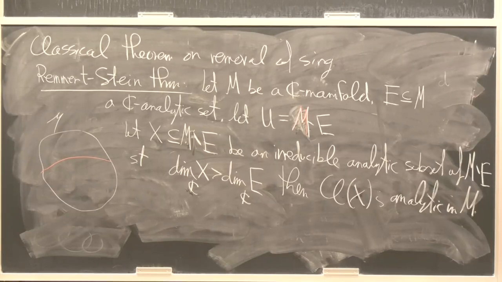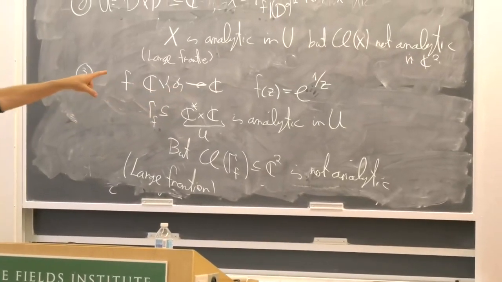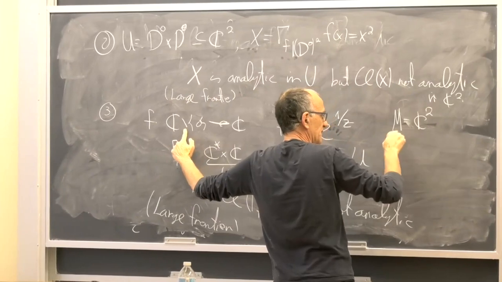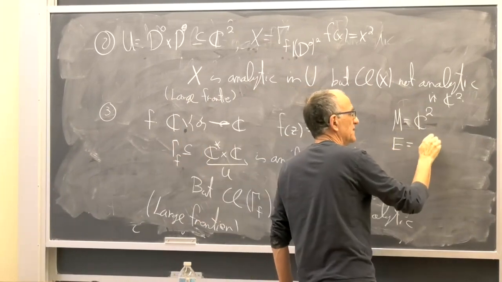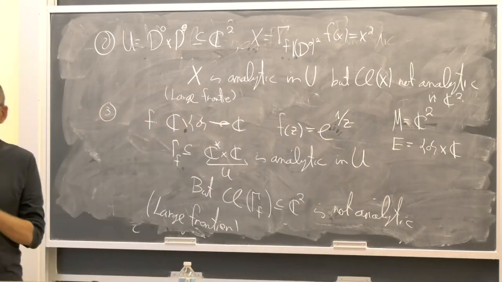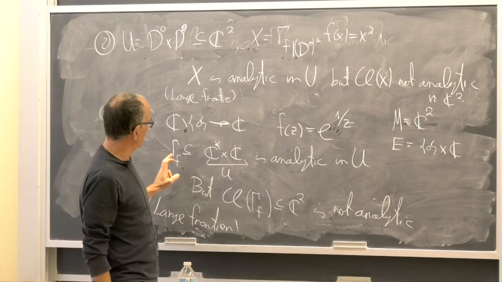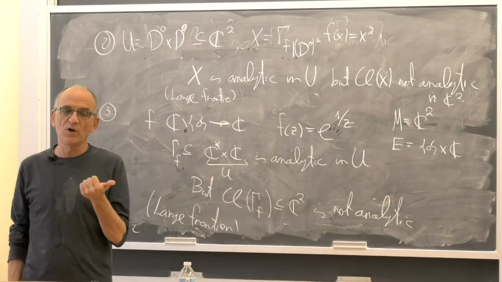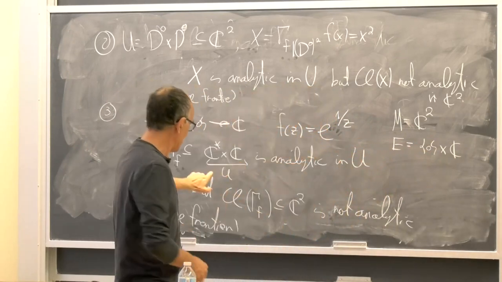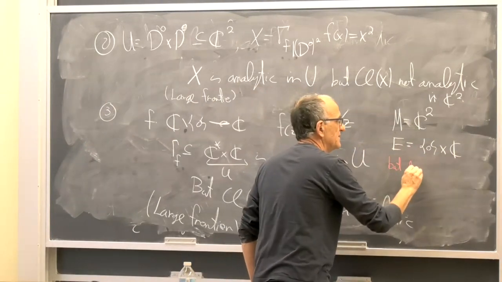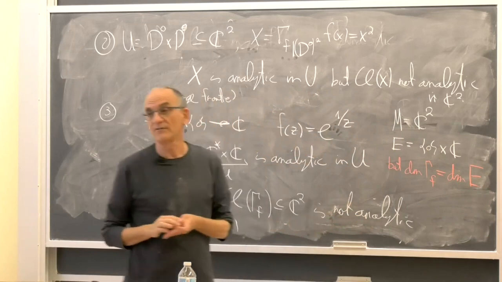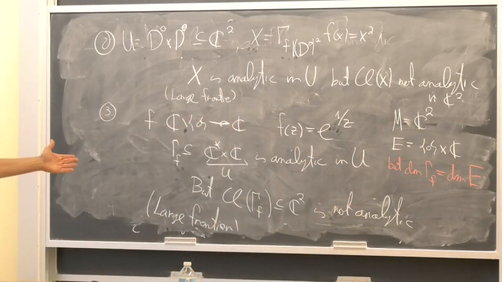Let's go back to this example and see why it does not fit into this setting. Otherwise, it would be surprising. Here, you take M as C squared, and you take E to be 0 cross C. Until now, we are fine. We removed from C squared an analytic set. But the complex dimension of the graph of F is exactly the dimension of the set you removed. So the dimension of the graph of F equals the dimension of E. So we are not in the setting of the Remmert-Stein theorem. And it's fine, because it should be, since the closure is not analytic.